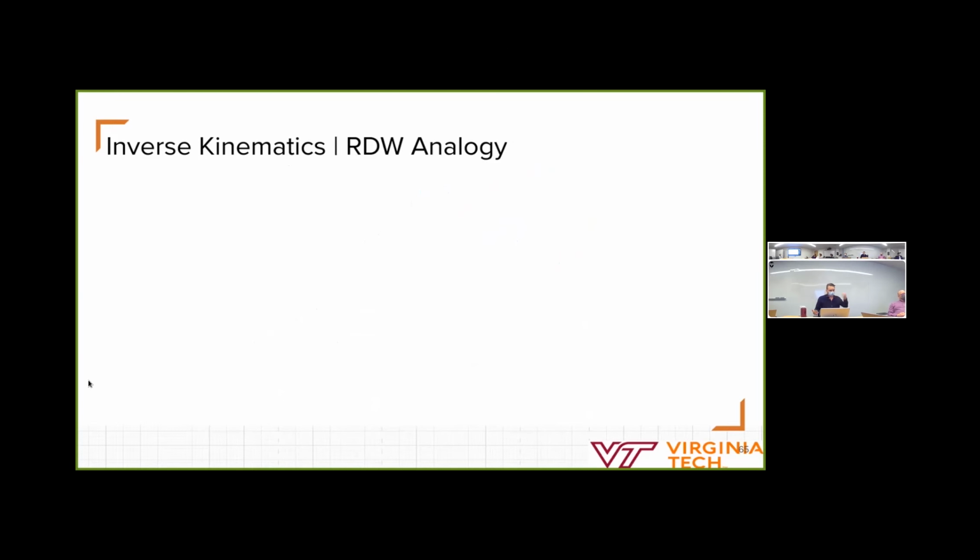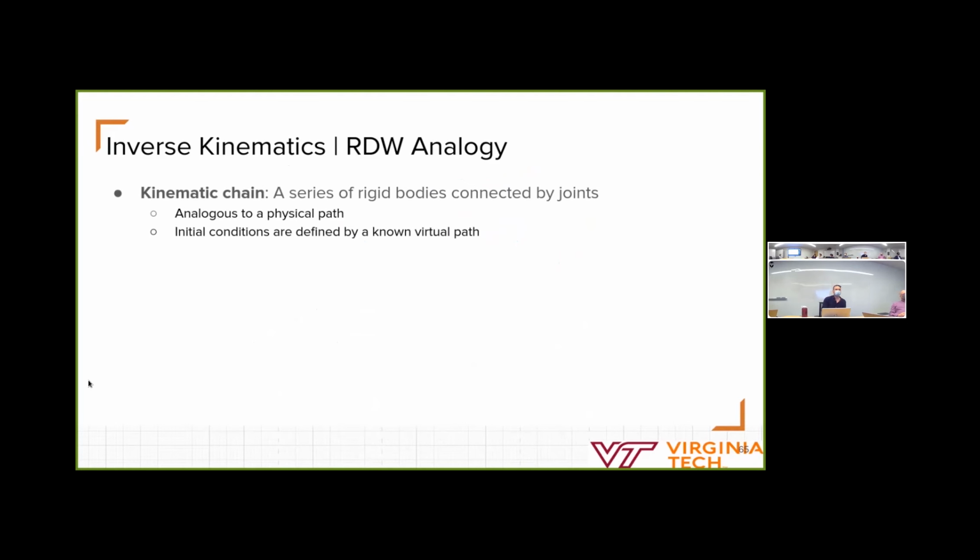So assuming there is a target physical location, and a known virtual path that consists of straight segments, and we're only going to be using translation and rotation gains, we can make these analogies. A kinematic chain is a series of rigid bodies connected by joints, and we're going to say that that's analogous to the initial conditions defined by that known virtual path.